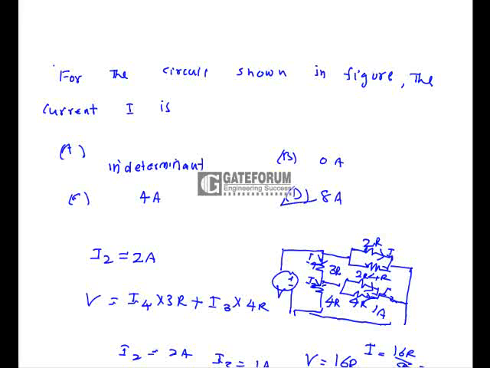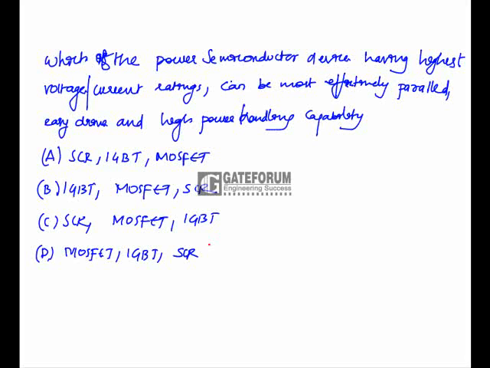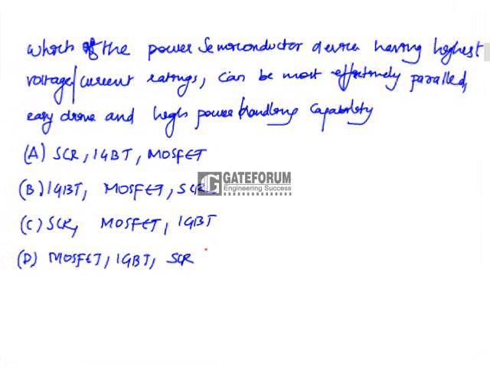Hence option D is the correct answer. Next question: the power semiconductor device having the highest voltage and current ratings, can be most effectively paralleled, and has easy drive and high power capability.